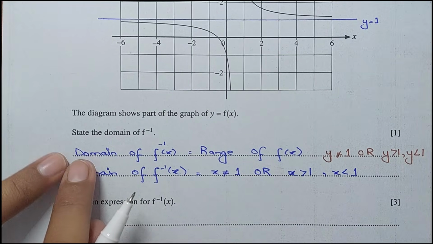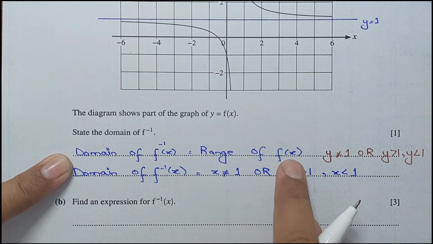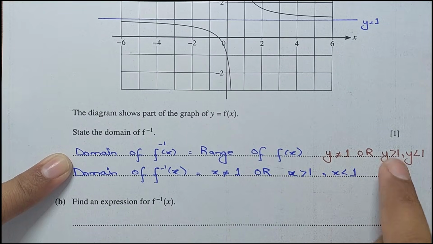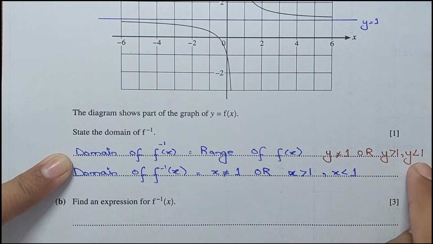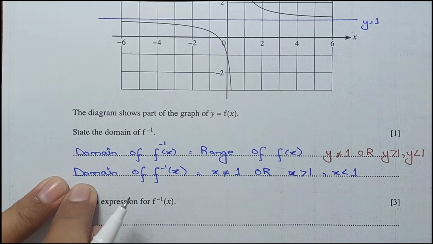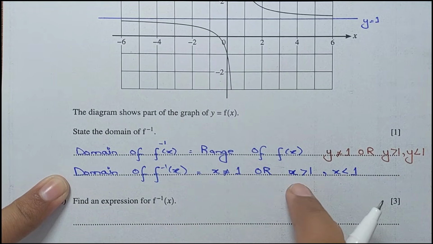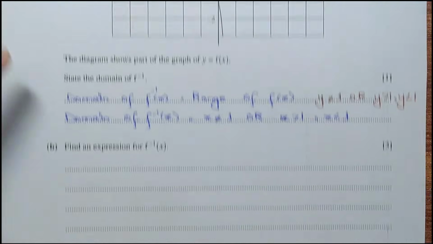As we know that the domain of f inverse is the range of f, and the range of f is y not equal to 1, or the y values are more than 1 or less than 1. So when we write down the domain for f inverse, we can say x is not equal to 1, or x is less than 1 or greater than 1, right?